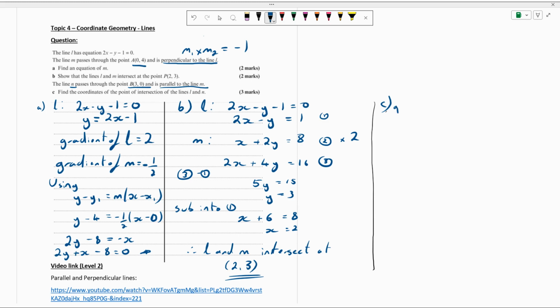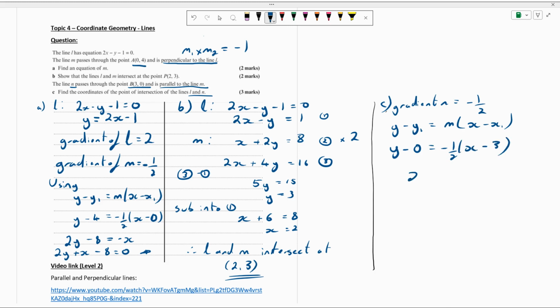Okay, so straight away I know what the gradient is. It must be minus a half, because it's going to be the same gradient if it's parallel. Find the coordinates of the point of intersection of L and N. Okay, so I need the equation for N first. So again, there's my gradient. I'm going to use my formula y minus y1 is m(x minus x1). I'll plug my values in. So y minus 0 is minus a half (x minus 3).